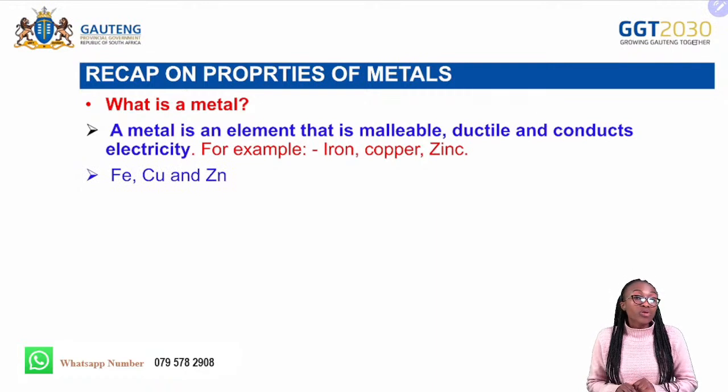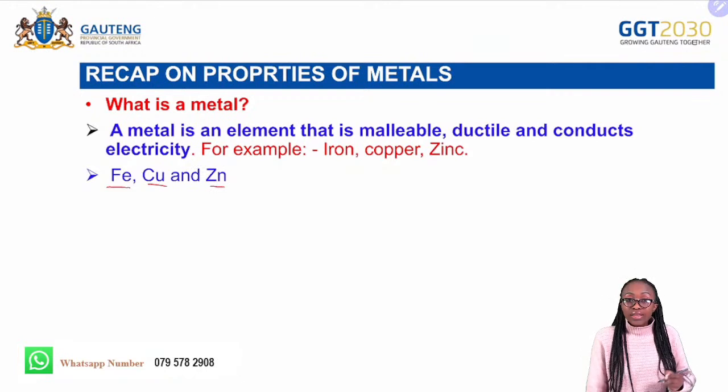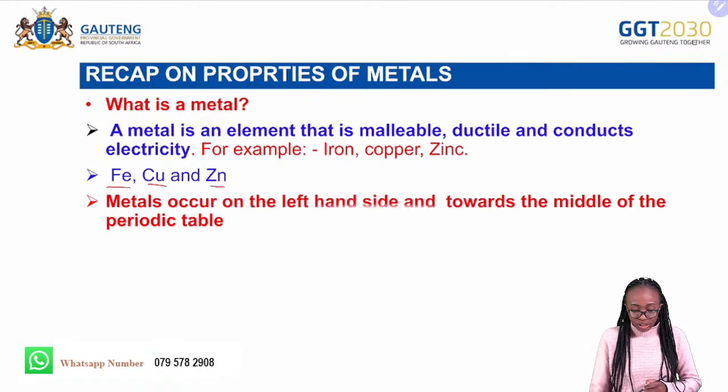And their symbols on the periodic table. So the symbol for iron is Fe. Always remember to start off with a capital letter. The symbol for copper is Cu. Always remember to start with a capital letter. And the symbol for zinc is Zn. Those are the symbols for the examples that we just had.